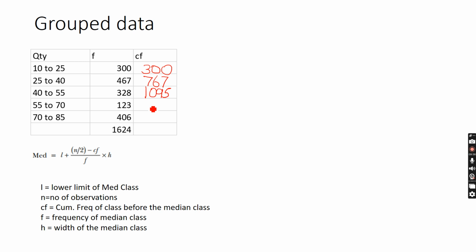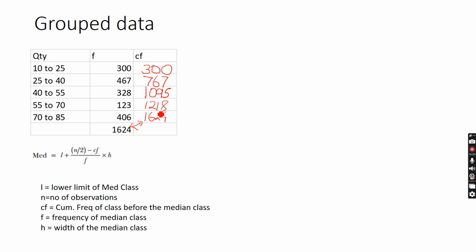1095 plus 123 should add up to 1218. And the last one, 1218 plus 406, should add up to our total frequency. So if you see, these both correspond to each other. If you're calculating cumulative frequency, the last one should add up to your total frequency.